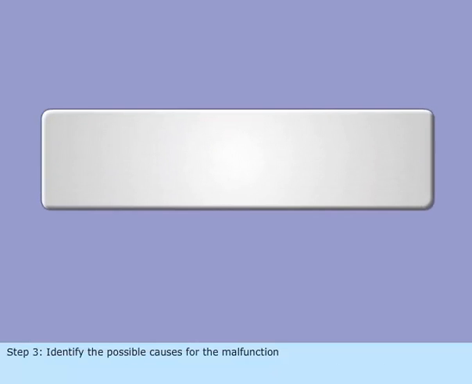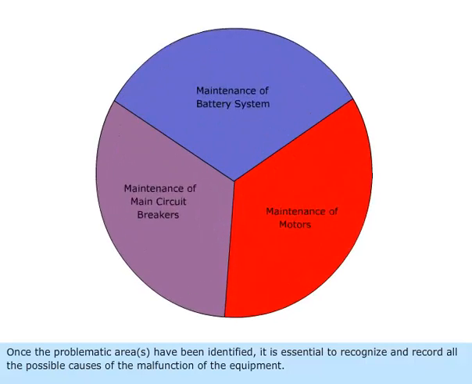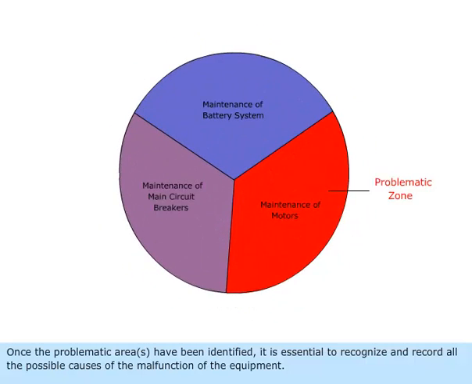Step 3. Identify the possible causes for the malfunction. Once the problematic areas have been identified, it is essential to recognize and record all the possible causes of the malfunction of the equipment.